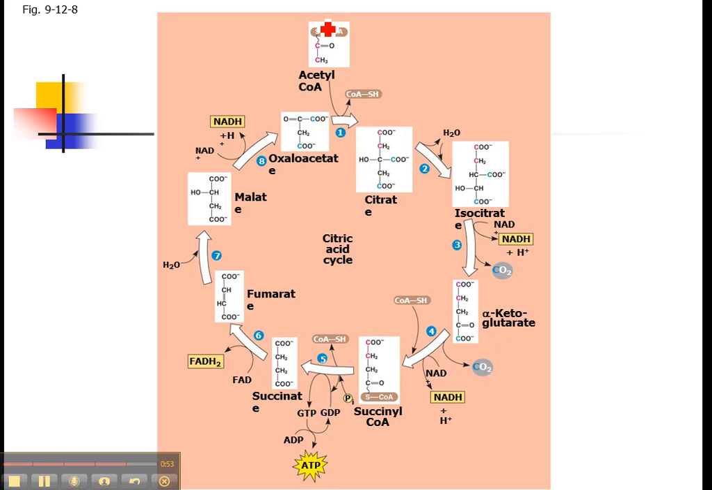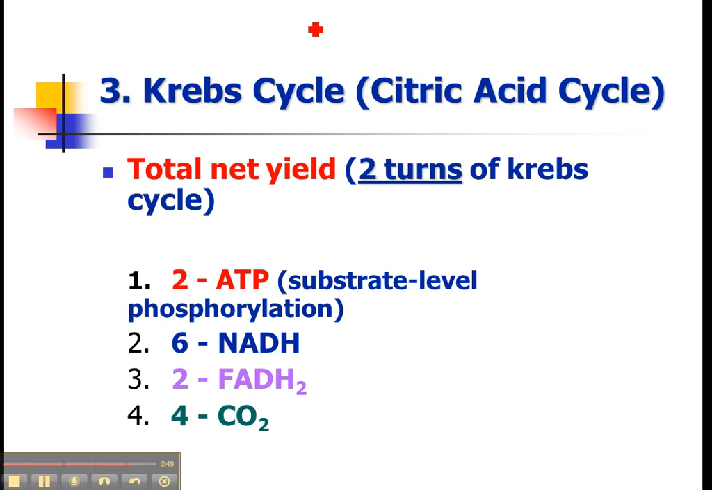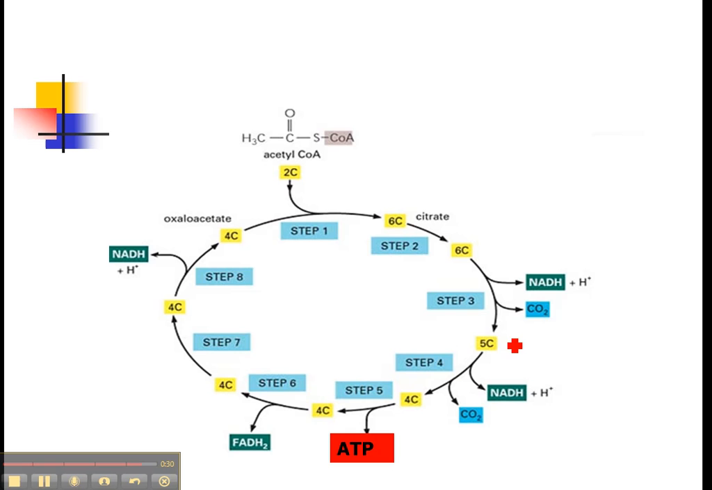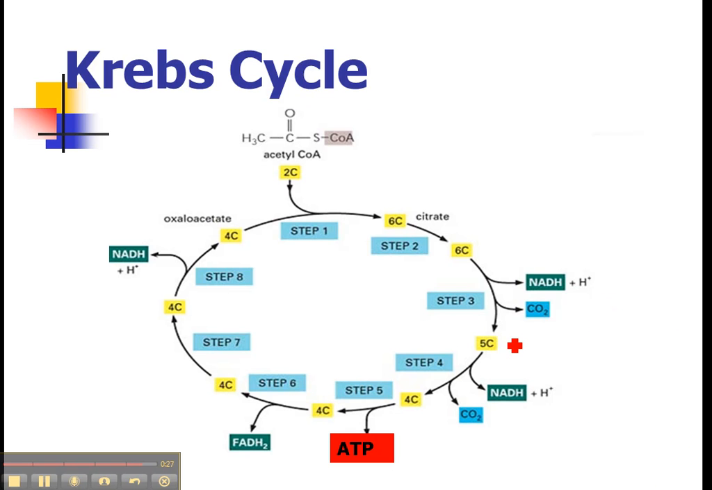Again, the parts you really need to know are up here. So in total, after 2 turns, you're going to have 2 ATP, 6 NADHs, 2 FADH2s, and 4 CO2s. And you can see that through all the different parts. That is it. This is just another part that shows everything all together.